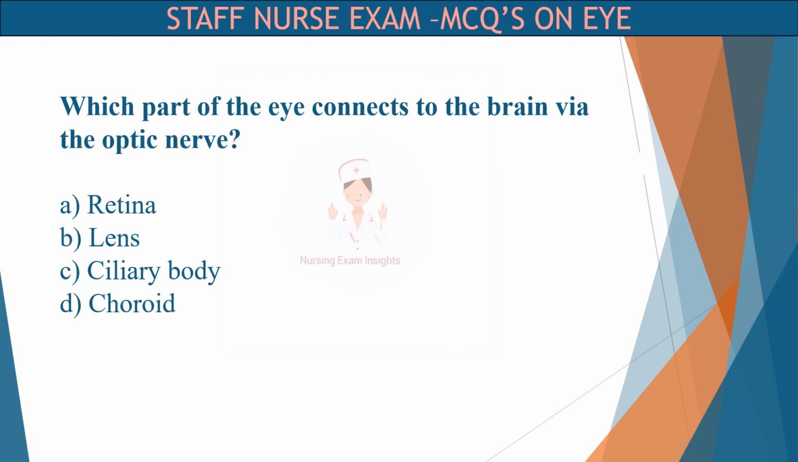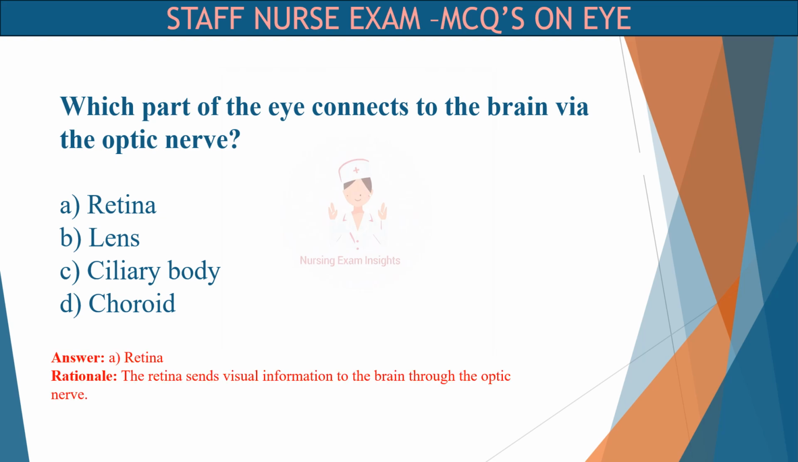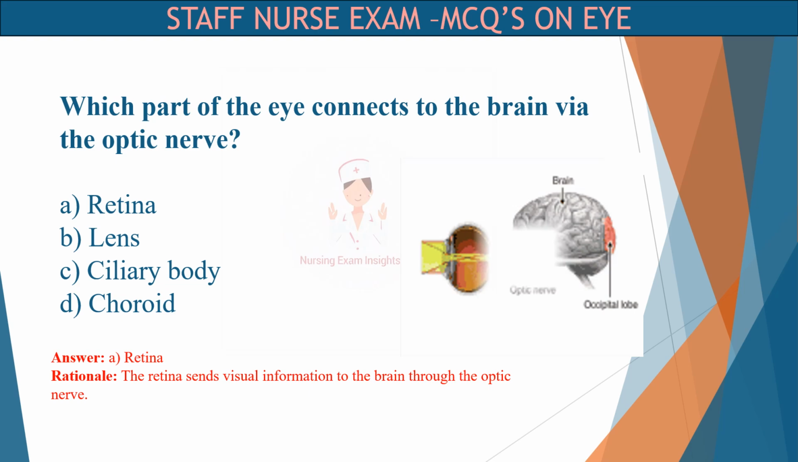Which part of the eye connects to the brain via the optic nerve? A. Retina, B. Lens, C. Ciliary body, D. Choroid. The right option is A. Retina. The retina sends visual information to the brain, to be exact to the occipital lobe, through the optic nerve.